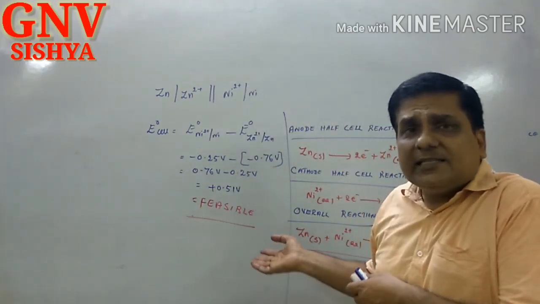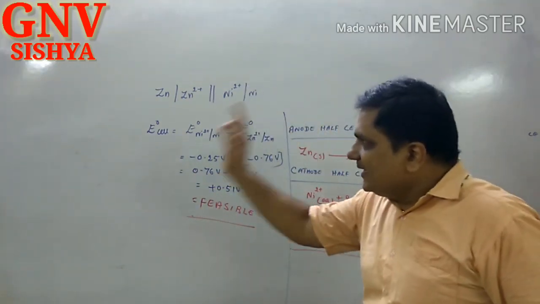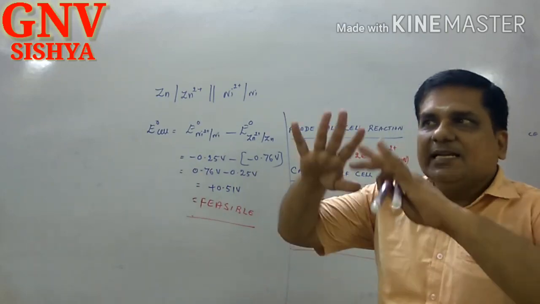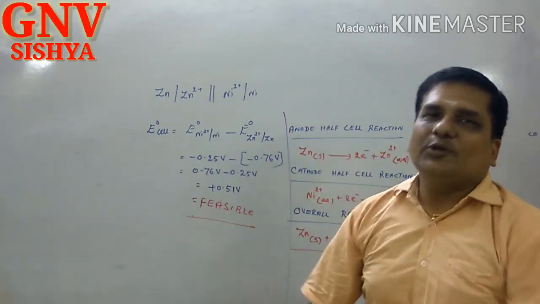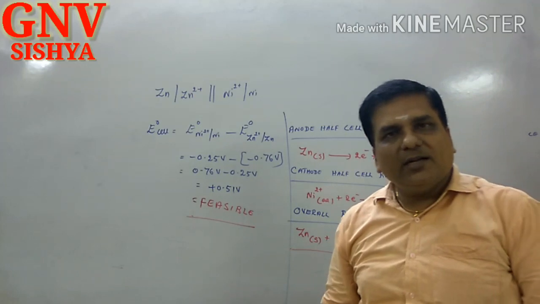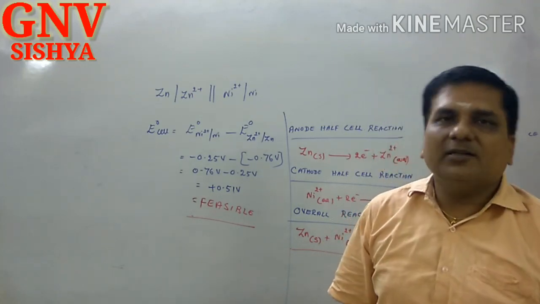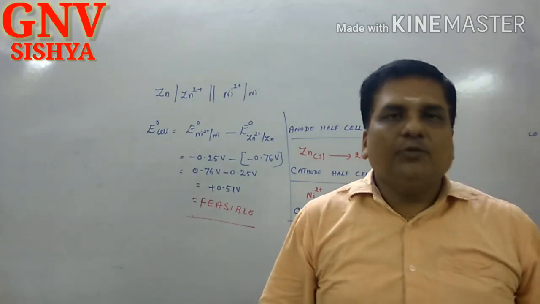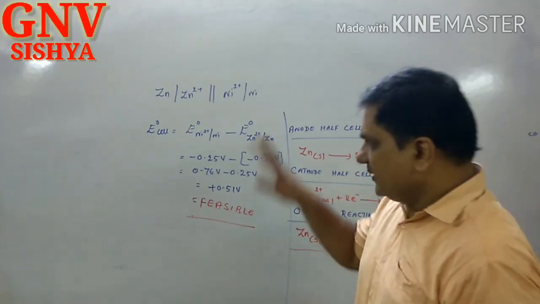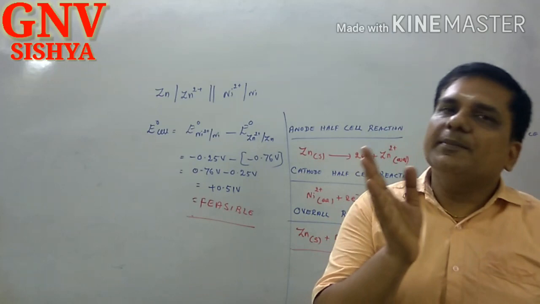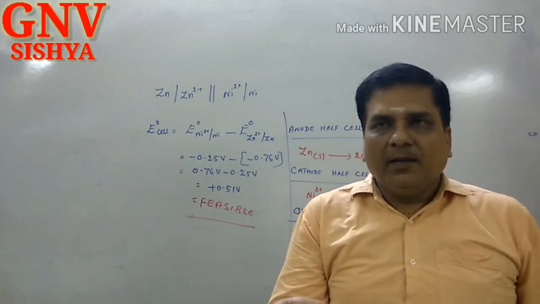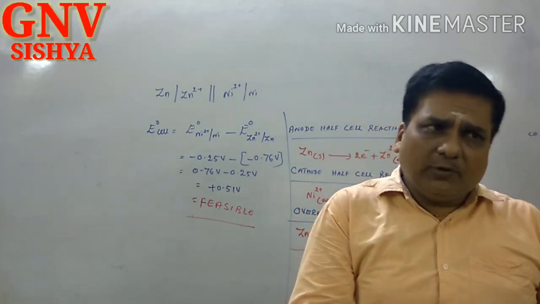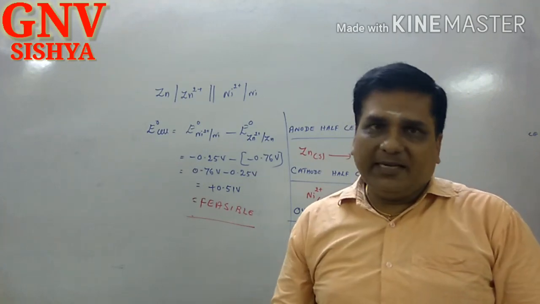What do you understand from this? We understand that zinc displaces nickel 2 plus from its salt solution. Hence, it is not advisable to store any nickel salts in a zinc container. Nickel salts should not be stirred using a zinc rod. Okay, ma'am? So this is the important discussion of predicting the EMF of the cell. Based on that, we studied the feasibility and infeasibility, etc.